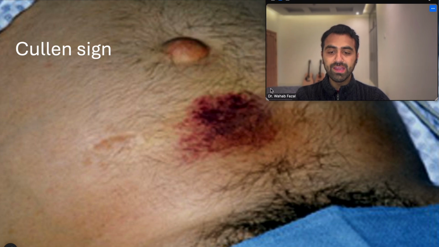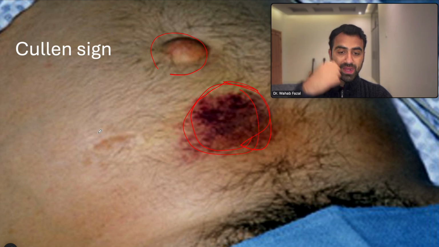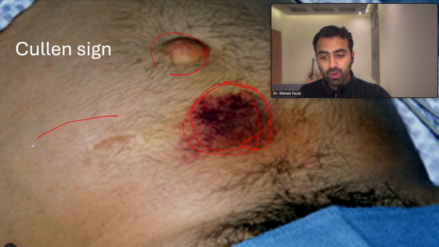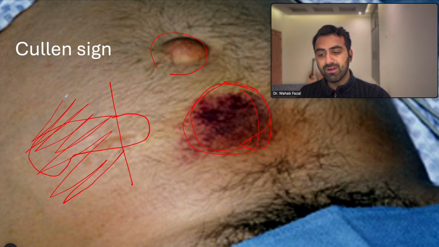Then what is this sign? This sign, where you have this blood clot or blood hemorrhage near the umbilicus, is called the Cullen sign. And how this happens is retroperitoneal hemorrhage. What is retroperitoneal? Retroperitoneal is when you have an organ that is covered on only one side with the peritoneum. And in the case of the pancreas, for most of the pancreas, excluding the tail, most of the pancreas is covered only on one side by peritoneum.